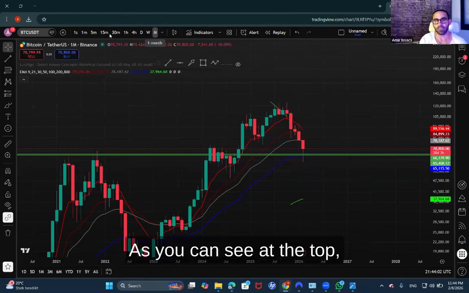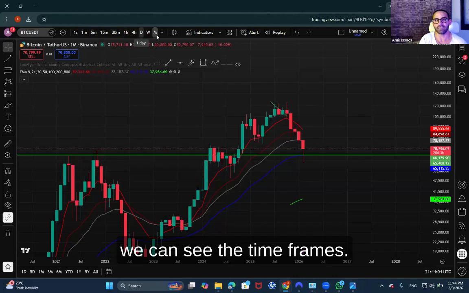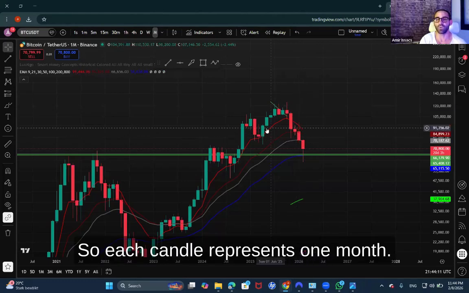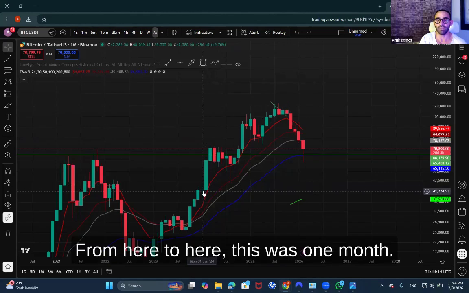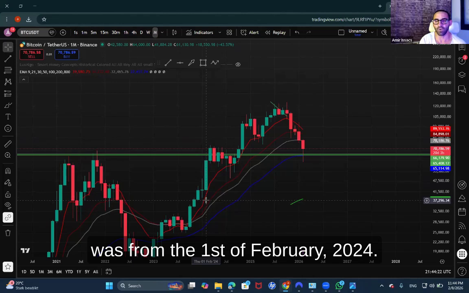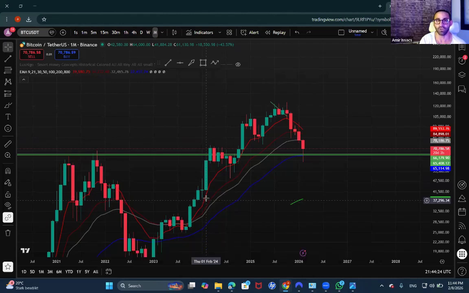As you can see at the top, we can see the time frames. Right now we're looking at 1 month. So each candle represents 1 month. From here to here, this was 1 month. And as we can see on the bottom, this was from the 1st of February 2024.